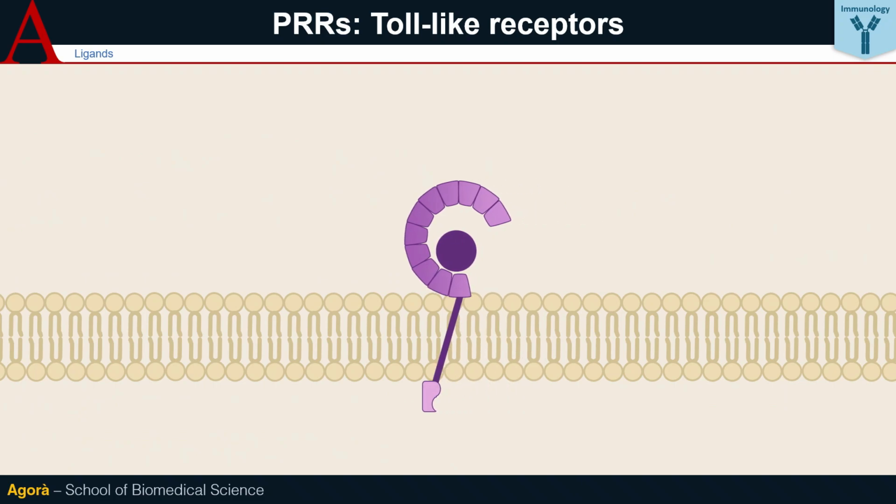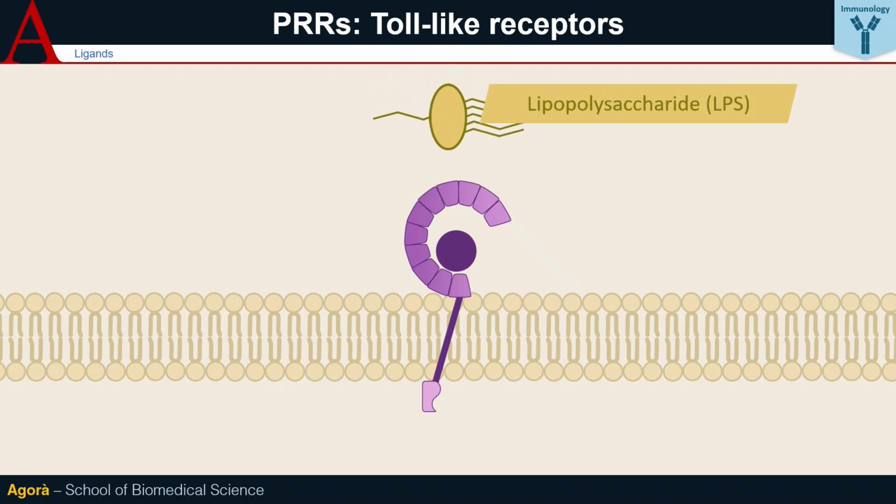TLR4 stands out as the most extensively researched receptor in this category, notable for its unique trait of not directly recognizing its own ligand. Instead, it employs an indirect mechanism that involves the intervention of other proteins. Let's proceed in order. What serves as the ligand for TLR4? It's a lipopolysaccharide, a constituent of bacterial membranes found in various gram-negative bacteria.